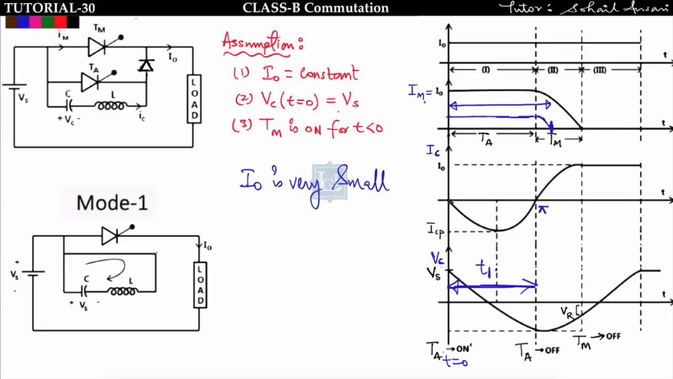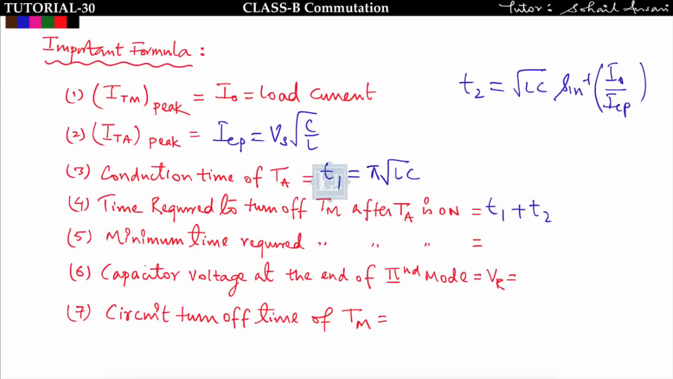So when the load current is very small, we can say that the minimum time required to turn off TM after TA is on is equal to T1 only. See, after T1, the main thyristor current is decreasing quickly. So the minimum time required to turn off the main thyristor is equal to T1 when I naught is very small. This is the condition. So when I naught is very small, the minimum time required to turn off TM after TA is on is equal to T1, that is equal to pi under root LC.